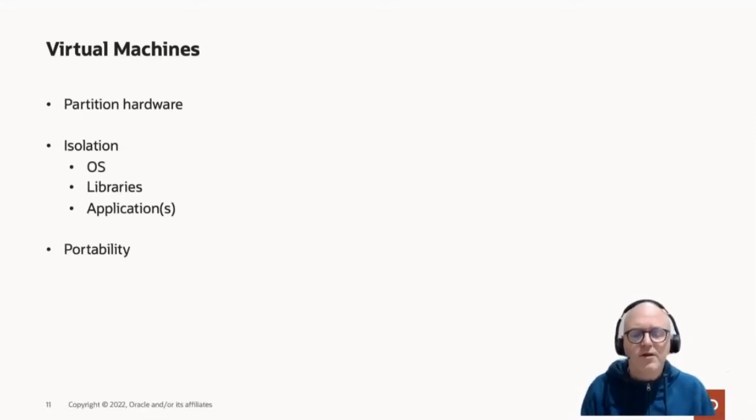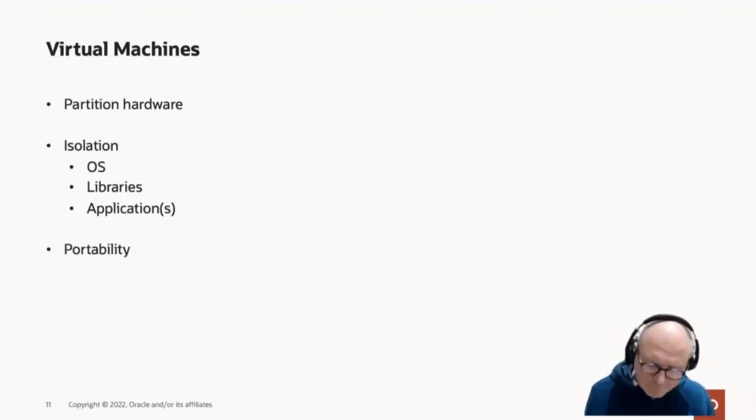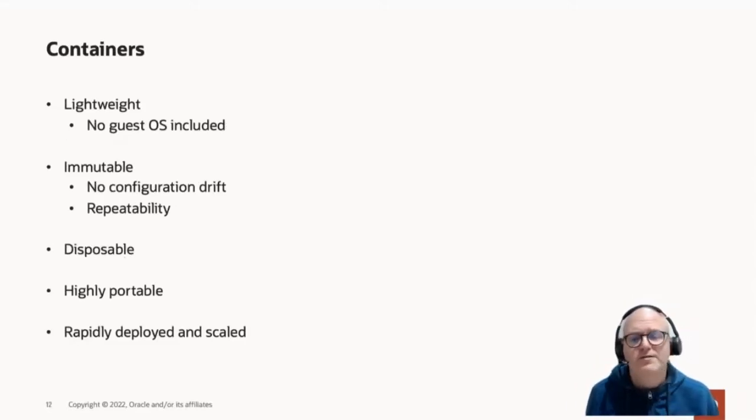You choose the libraries that go into that virtual machine. You choose the application or applications that are on it. And it's portable. You can take that virtual machine, you can move it to a different server somewhere else. But it's heavyweight. If you've got 4 different virtual machines on a box, you've got 4 different versions of what might be the same operating system.